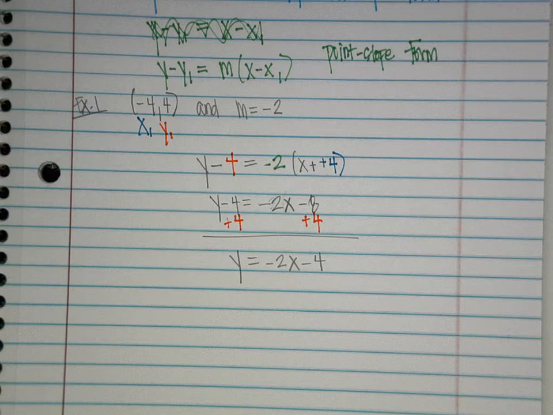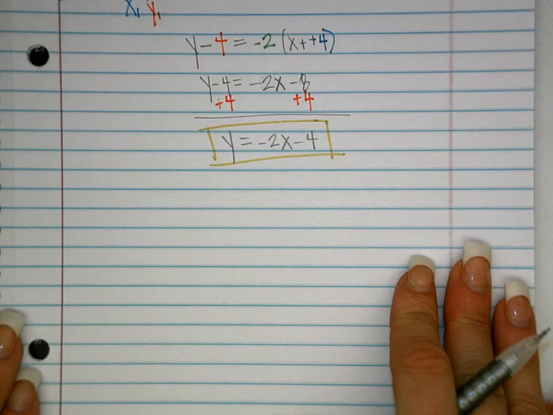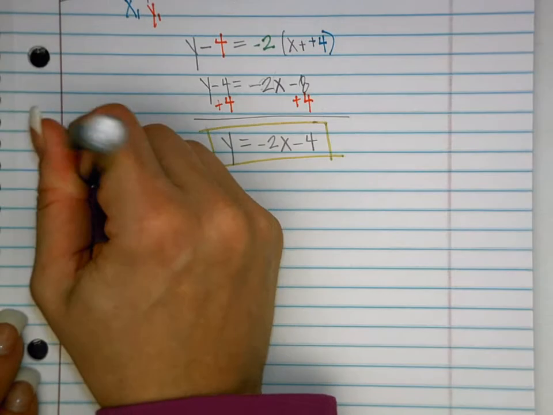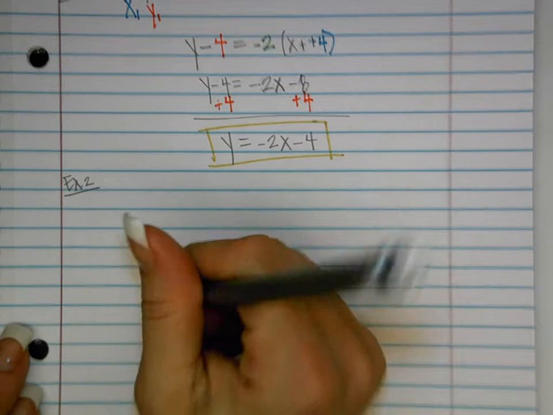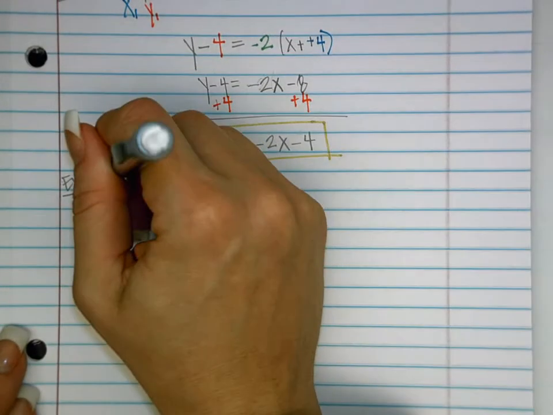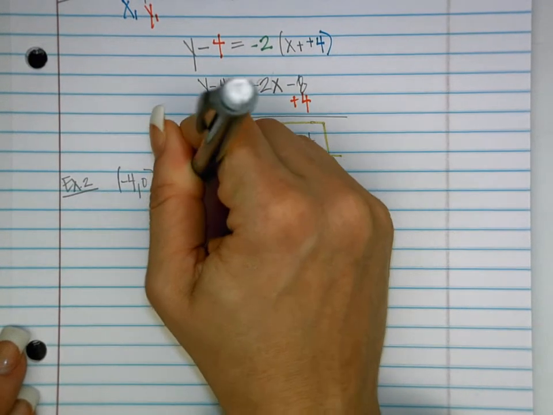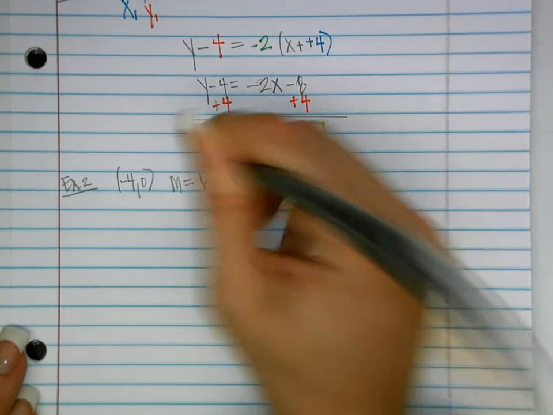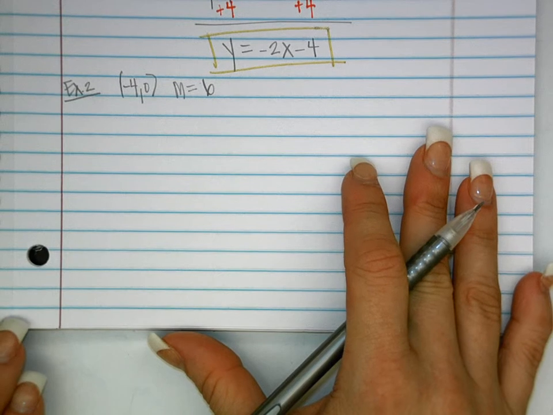Okay, so we're just plugging into a formula, and you will get an equation of a line. That's what we're trying to write. Okay, let's try another one for number 2. Let's do the point negative 4 comma 0, and the slope of m equals 6. Negative 4 and 0, and then m equal to 6.